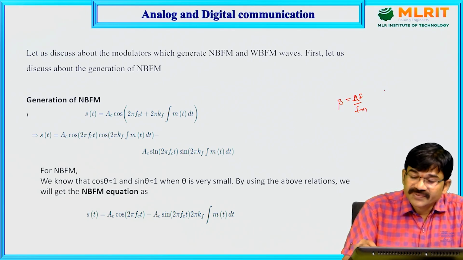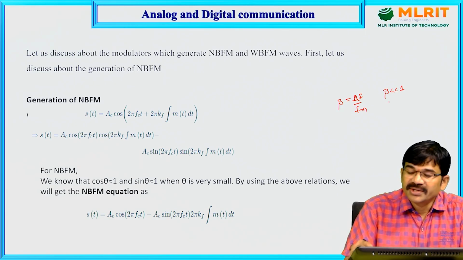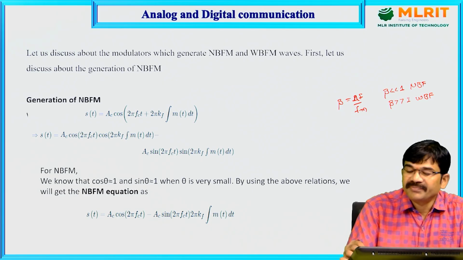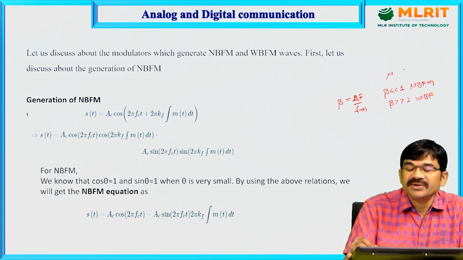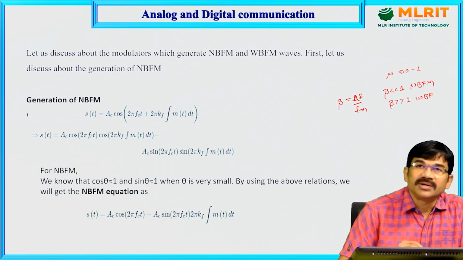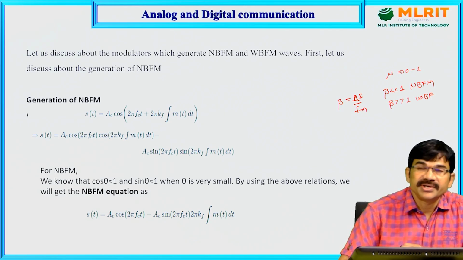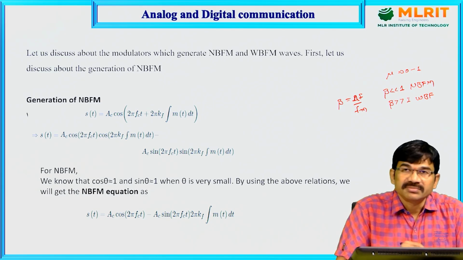If beta is far less than 1, then we call it narrowband FM. If beta is far greater than 1, we call it wideband FM. If you consider AM, there we speak about the modulation index, whose maximum value varies from 0 to 1. If it is 100% modulation, we take it as 1. If it is under modulation, we take it as less than 1.